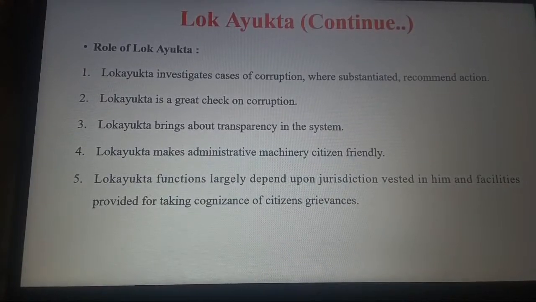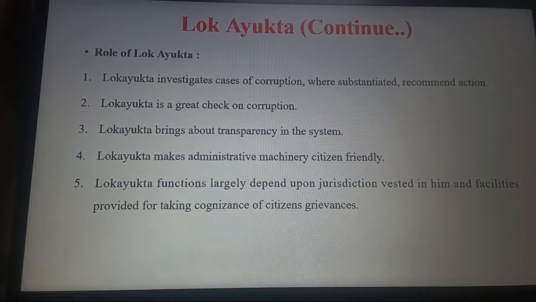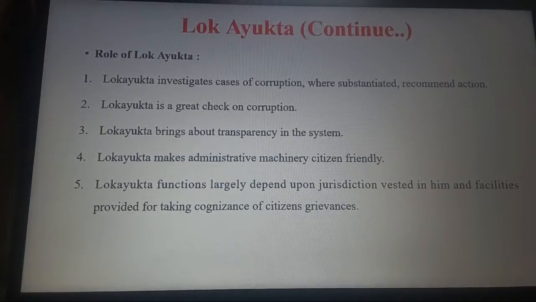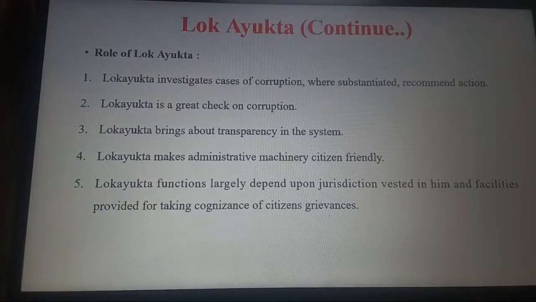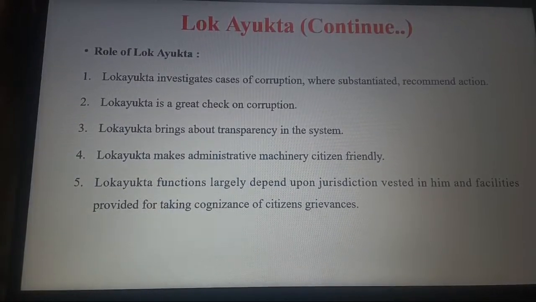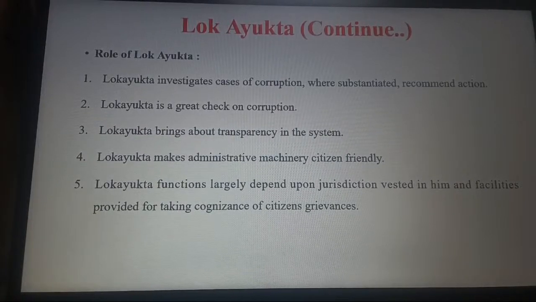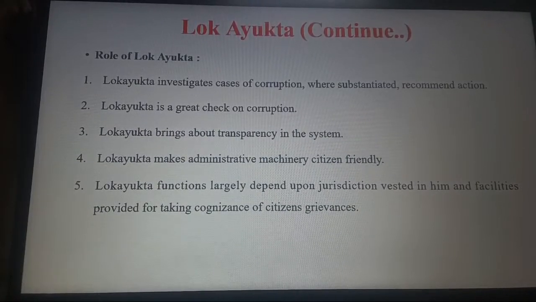Role of Lokayukt. Lokayukt investigates cases of corruption where sustained, and recommends action. Lokayukt is a great check on corruption. Lokayukt brings about transparency in the system. Lokayukt makes administrative machinery citizen friendly. Lokayukt functions largely depend upon the jurisdiction vested in him and facilities provided for taking cognizance of citizens' grievances.